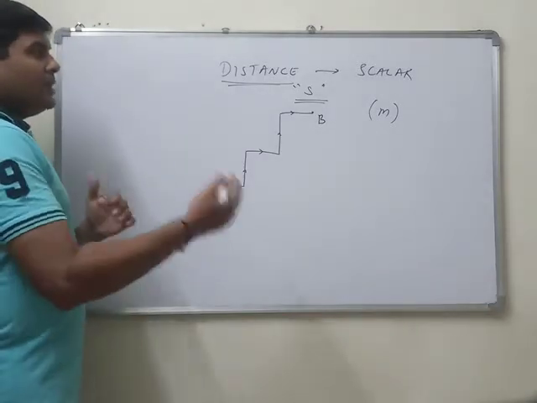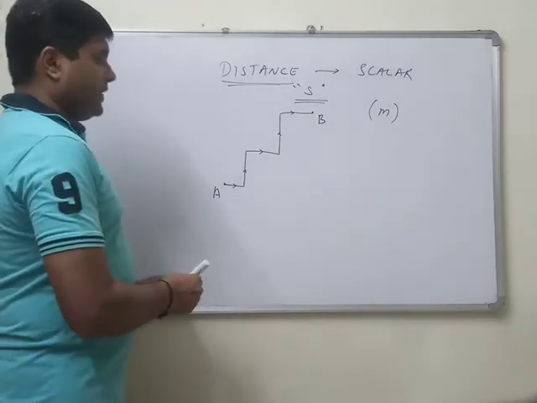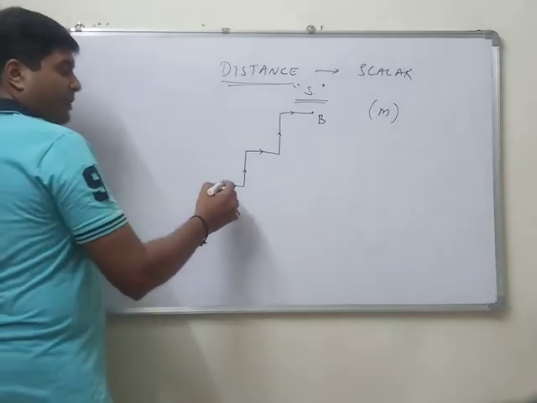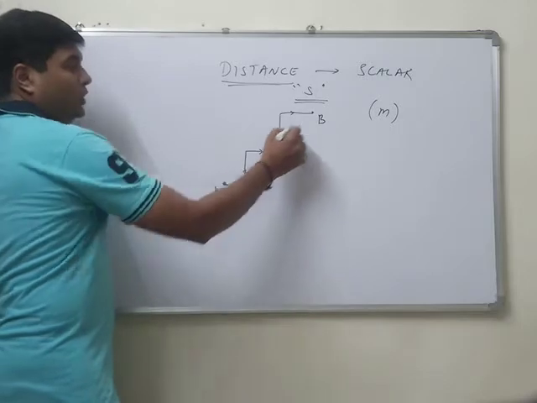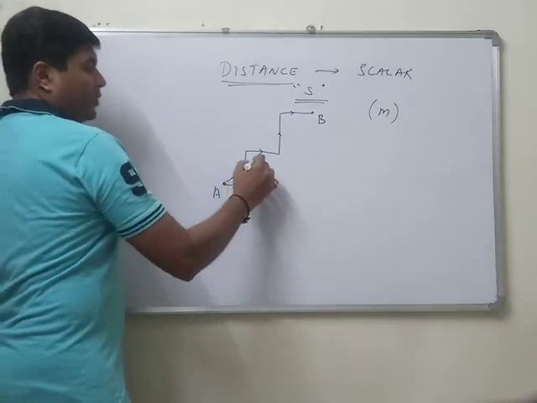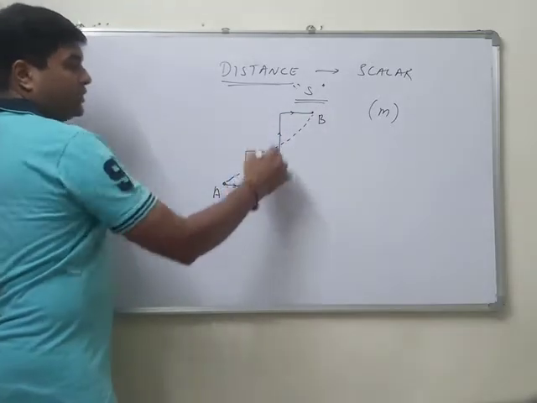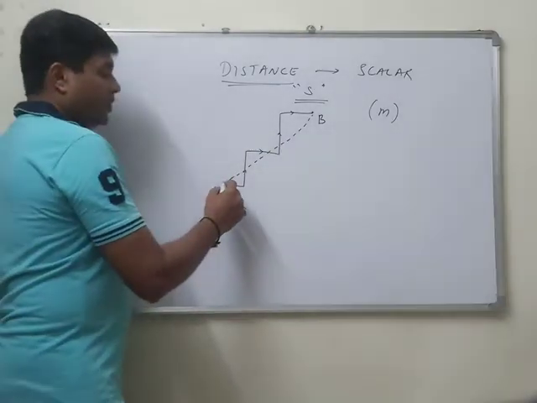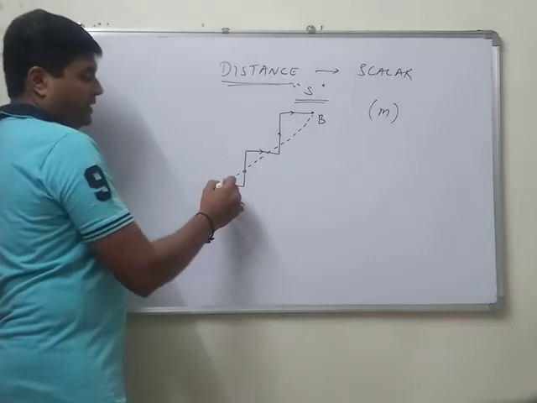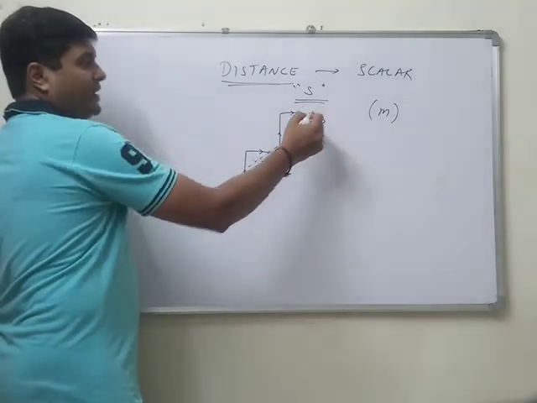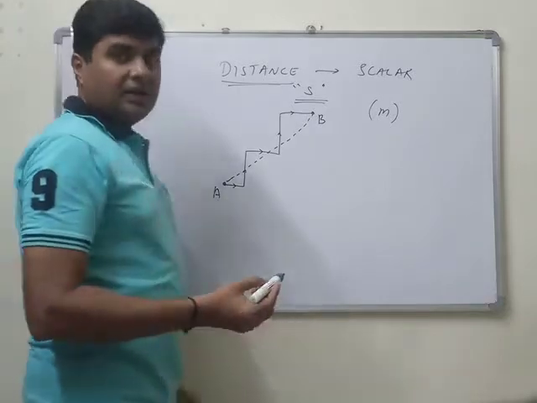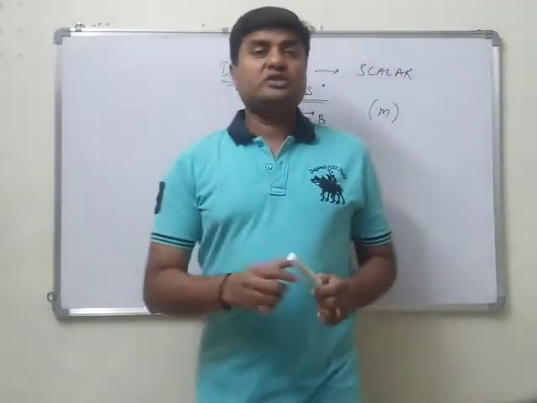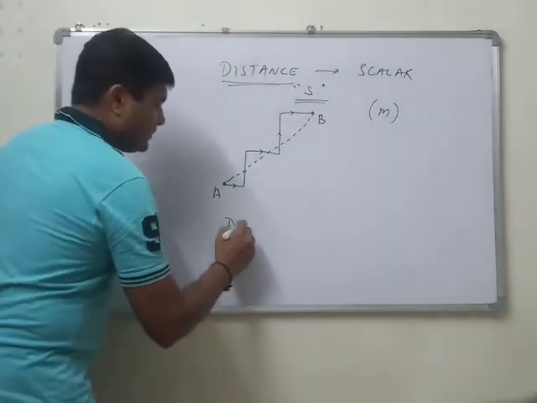Now, the other part of distance is something wherein you need to understand it this way: if I am able to travel from A to B directly without going through a particular path, then it will be the shortest distance between the initial point and the final point. So the shortest distance from the initial position to the final position is called displacement.